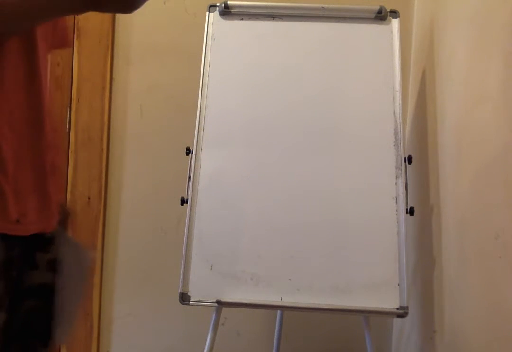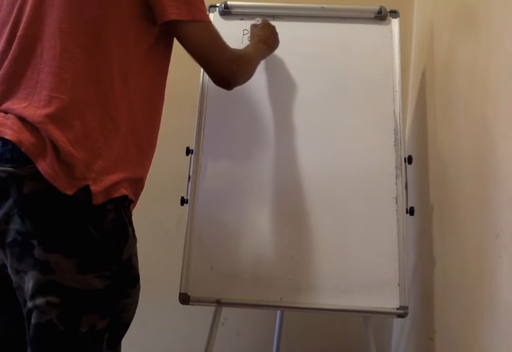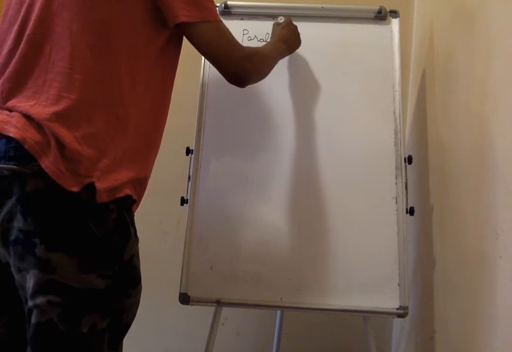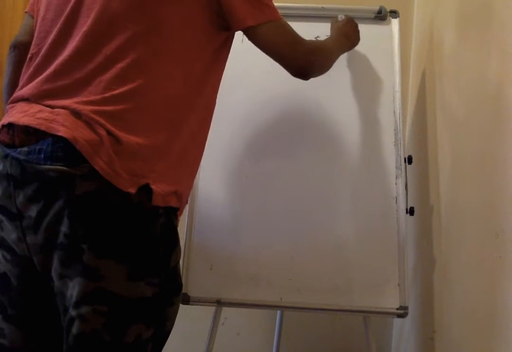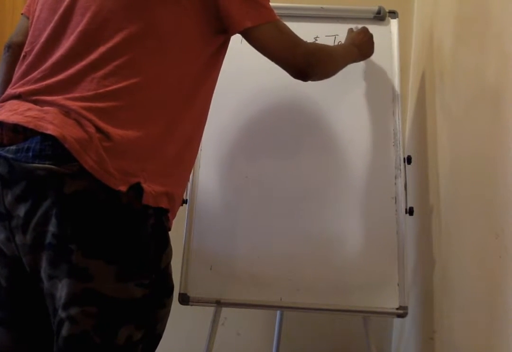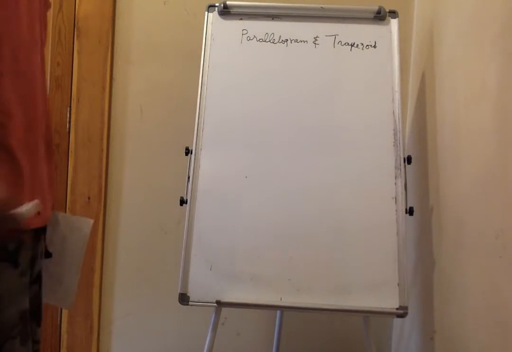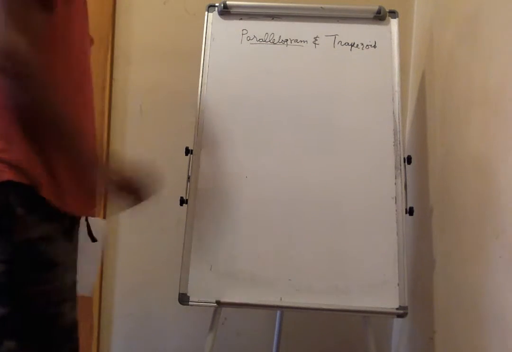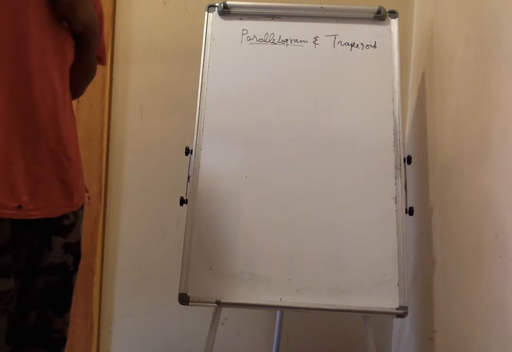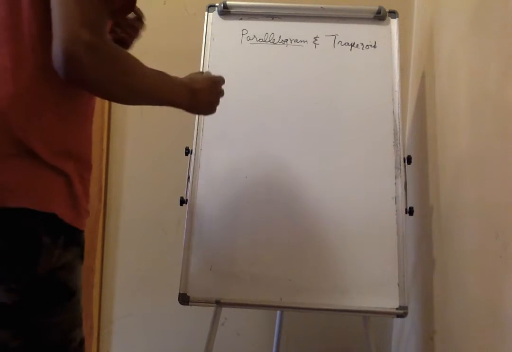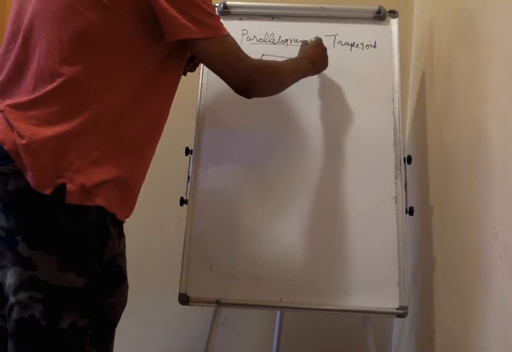Okay, today's class is about parallelogram and trapezoid. First, we're going to look at parallelogram. A parallelogram is just the stretched version of a rectangle. So a parallelogram looks like this.